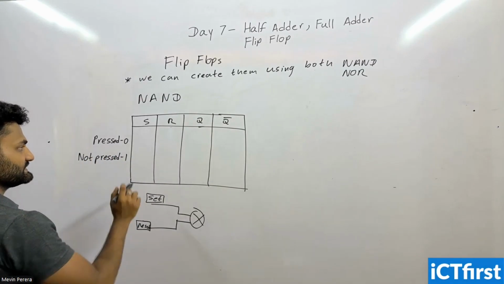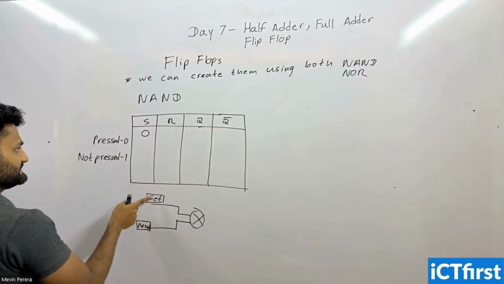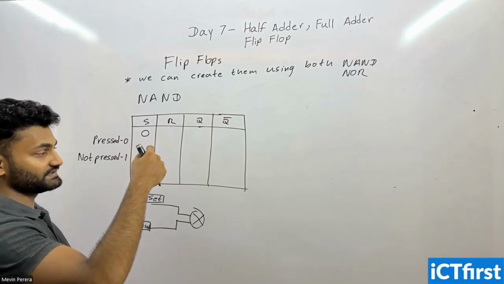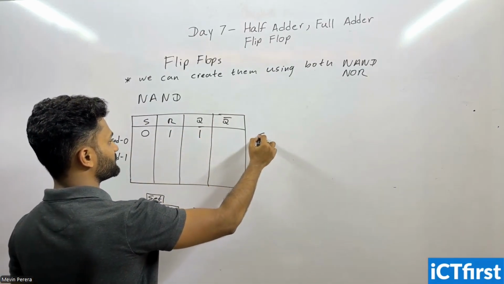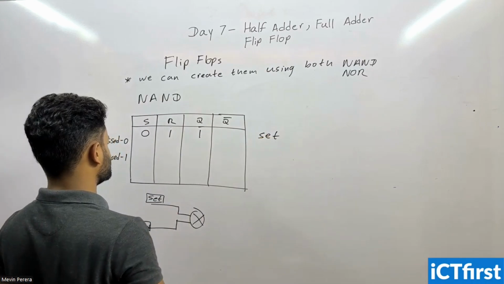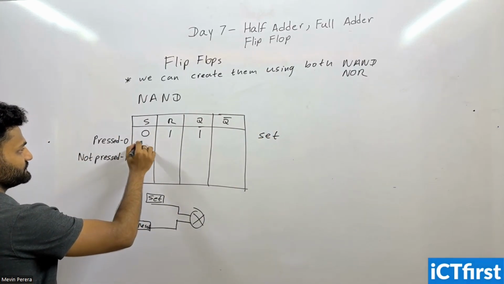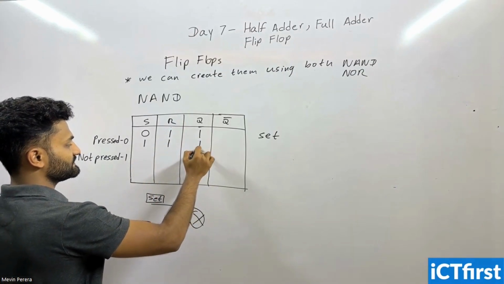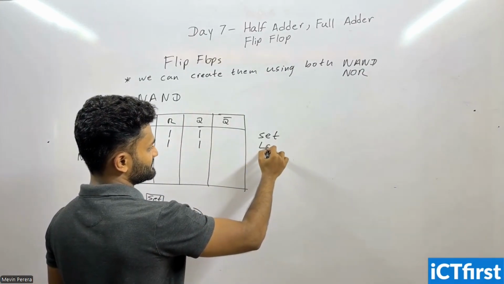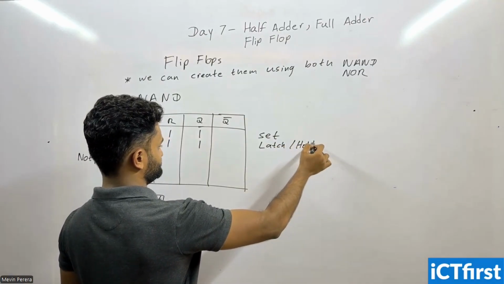Now, at the very first instance, I'm going to set it, right? So I'm going to press this one. So it's 0. It's the opposite, okay? Then this remains 1. So, the bulb is on. We call it a set instance. Now, I'm going to unpress it. So what I'm going to do is keep it on 1. So still the bulb will be on. So that is a latch instance or a hold instance.